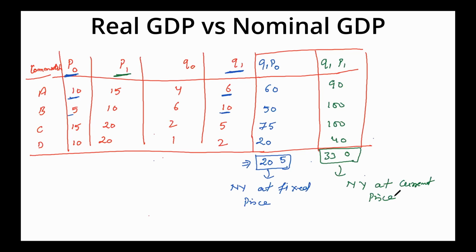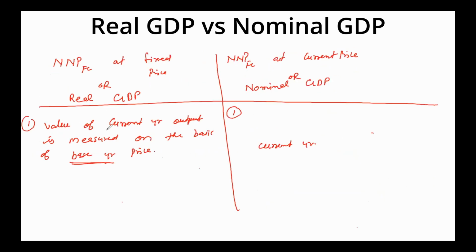Clear? Q0 की कोई वैल्यू नहीं है क्योंकि Q0 यहां कोई यूज नहीं है, बिकॉज Q0 हमारी जो डेफिनेशन है वो नहीं मांग रही है, हमको बोल रहा है करंट ईयर का आउटपुट चाहिए. If you look at the definition again, this was the definition when the value of current year output is measured on the basis of base year price. आउटपुट तो हमको करंट ईयर का ही लेना है. क्लियर?